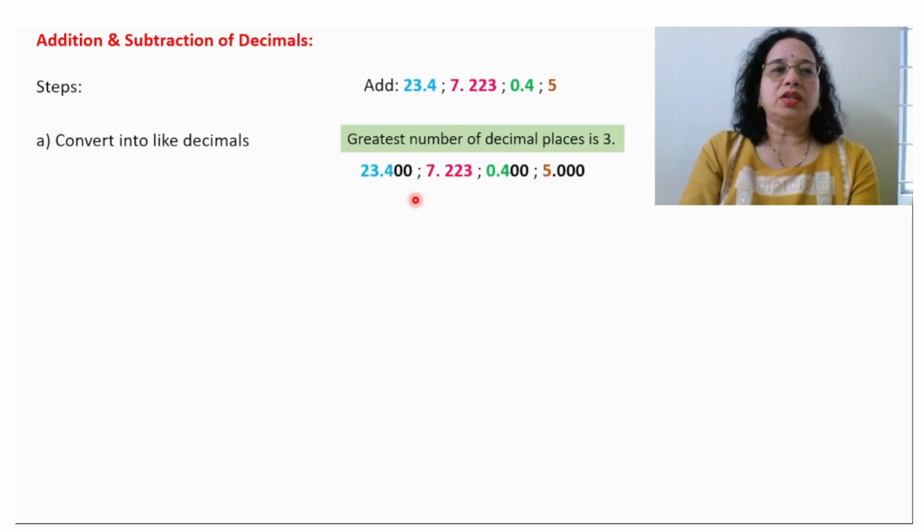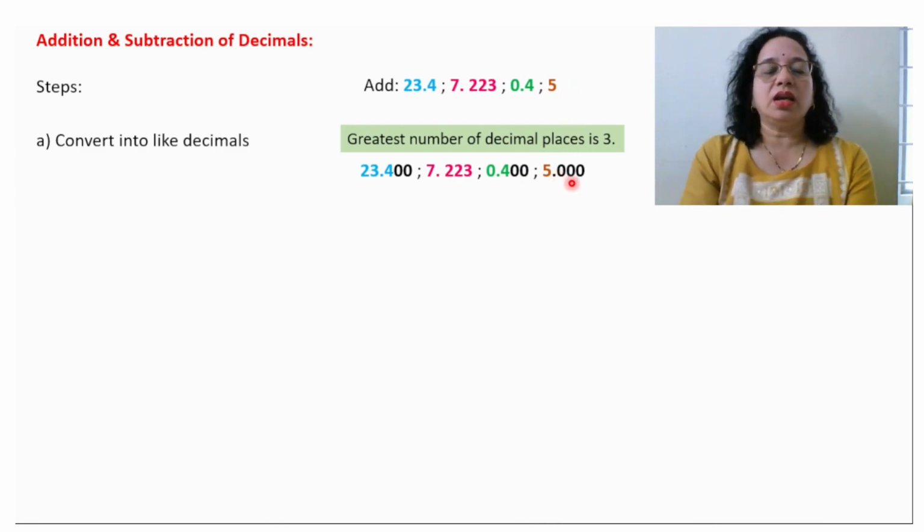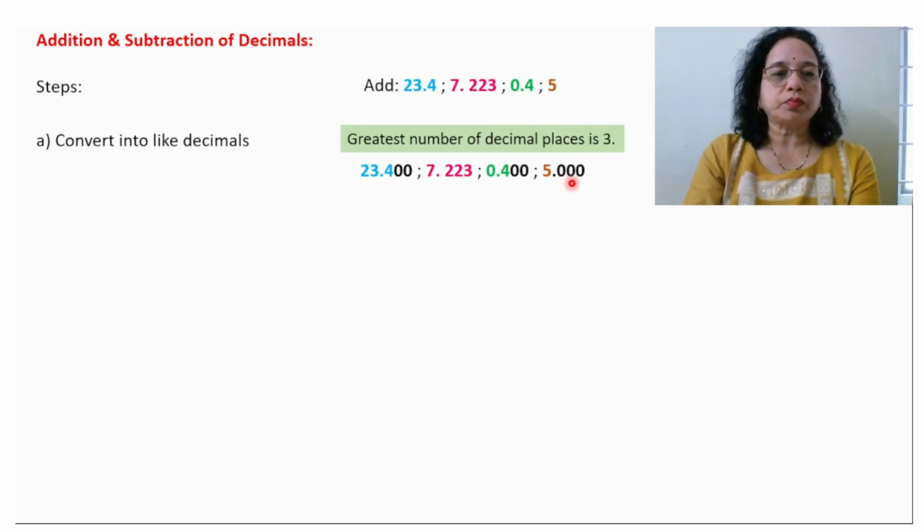So 23.400, two zeros are added. This is already 3 decimal places. Here two zeros are added to convert into 3 decimal places, and here I have added 3 zeros. There is no decimal point, so we can put the decimal and these 3 zeros. These are the equivalent decimals.